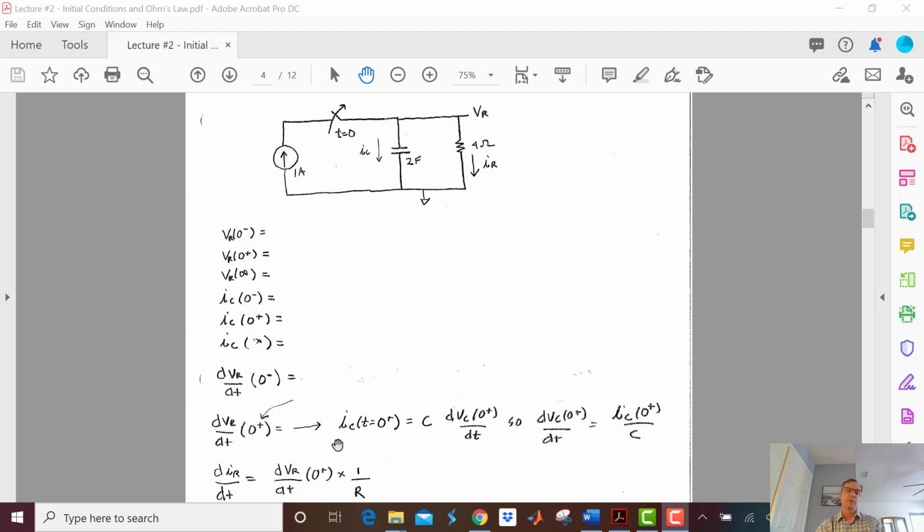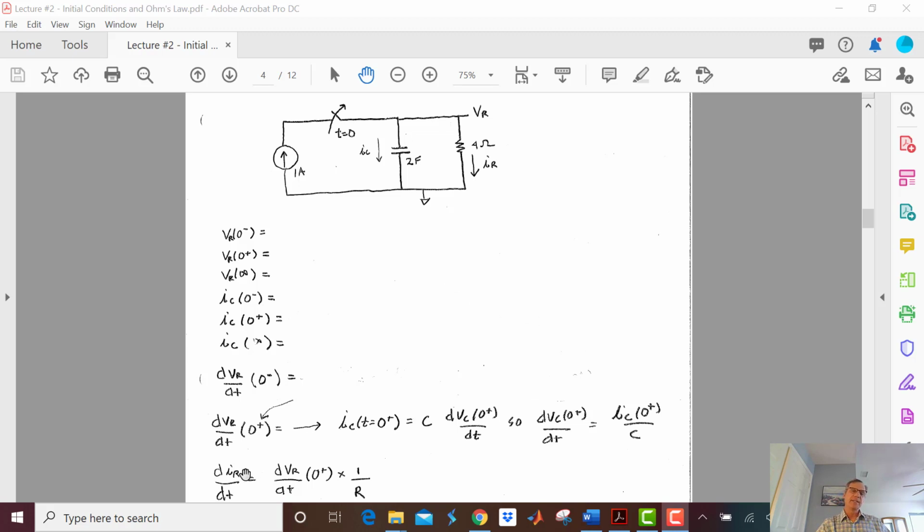So let's use our formula. IC at t equals 0. Why IC? Because I really care about the capacitor here. That's the dV dt that I want. So IC at t equals 0 plus equals C dV dt at 0 plus. So we solve that for dV dt, and it's just IC over C. And IC we said was negative 1 amp, so it's going to be negative 1/2 volts per second.